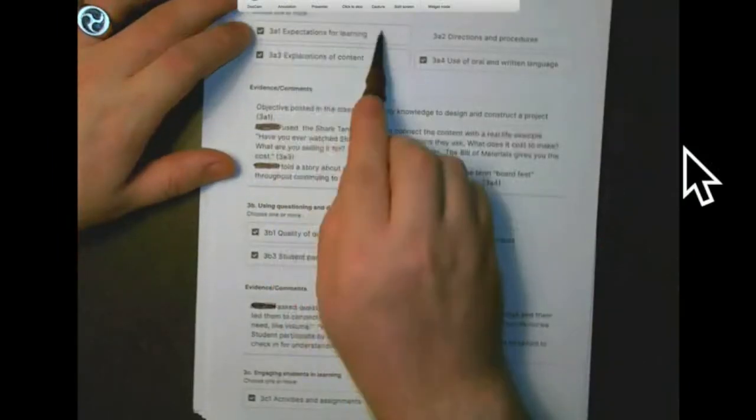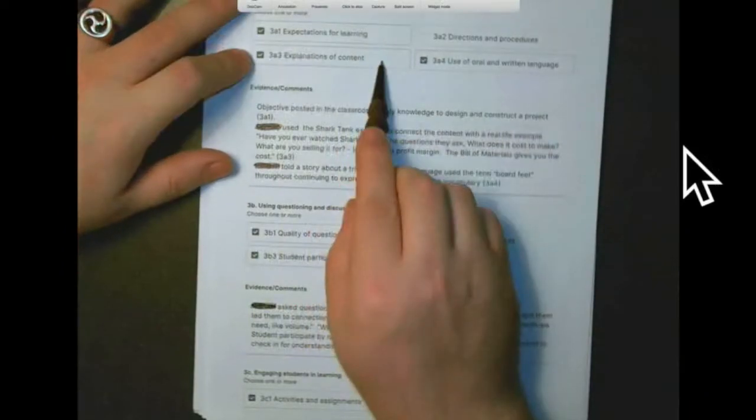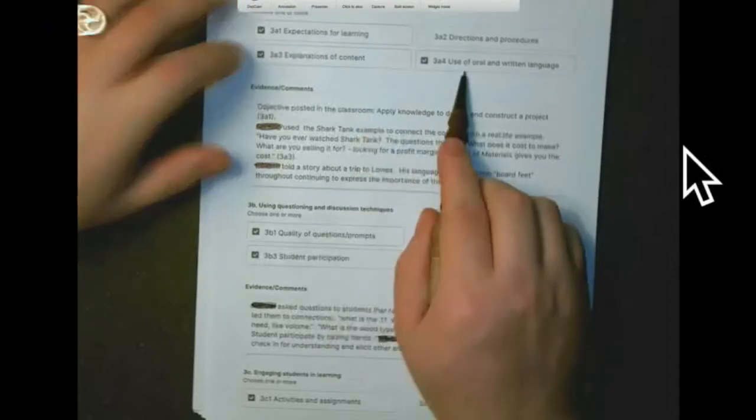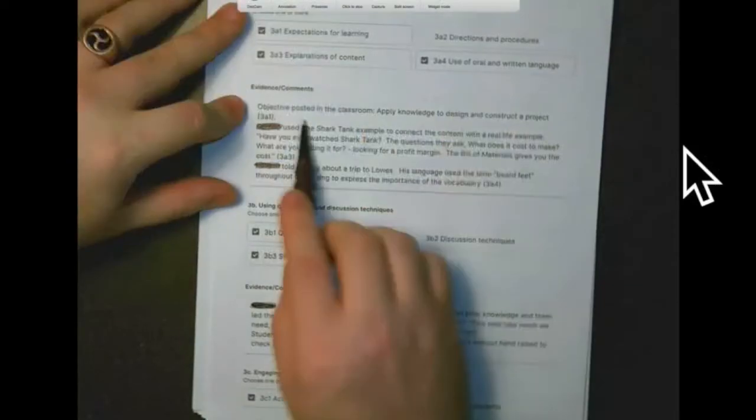Okay, domain 3 is the instruction itself. So I set my expectations for what they were learning, and I explained why the content was there. I put it into context. Okay, and then I used oral and written language. Okay. So I had it posted in the classroom.